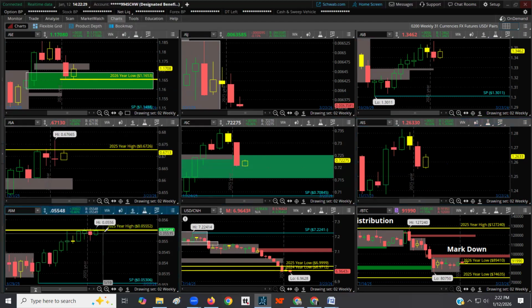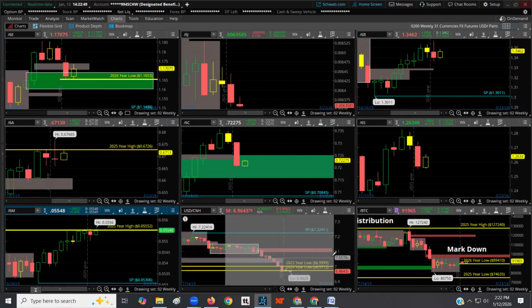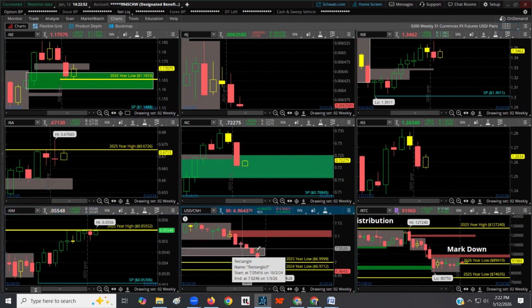Mexican peso, all-time new high. Broke above the high of last year. The Mexican peso, the neighbor to the south. And this is, again, the neighbor to the north, Canadian dollar. So you have the Japanese yen, sorry, Japanese yen broke the low of last week. Mexican peso broke the high of last week. Chinese yuan, the US dollar, broke the low of last week.